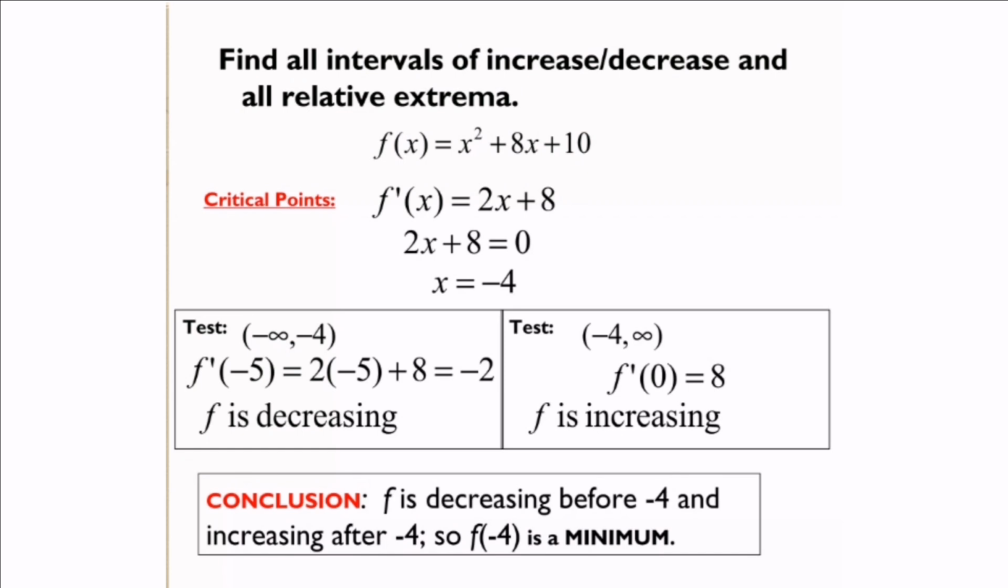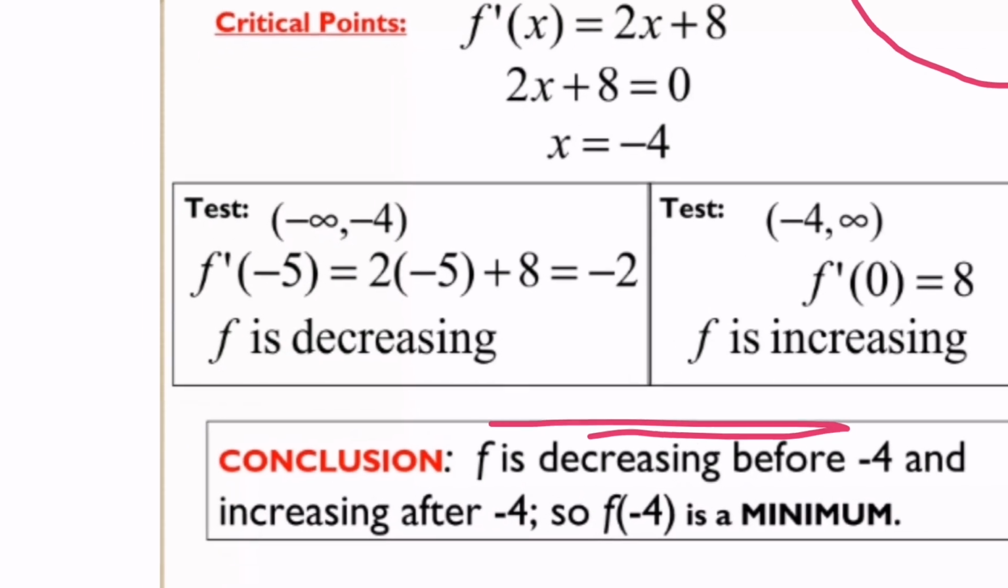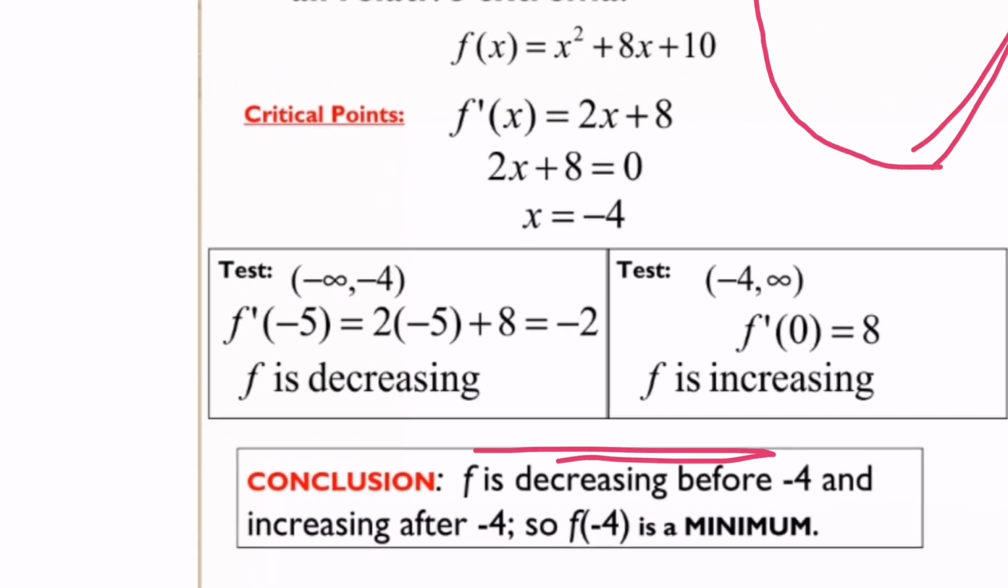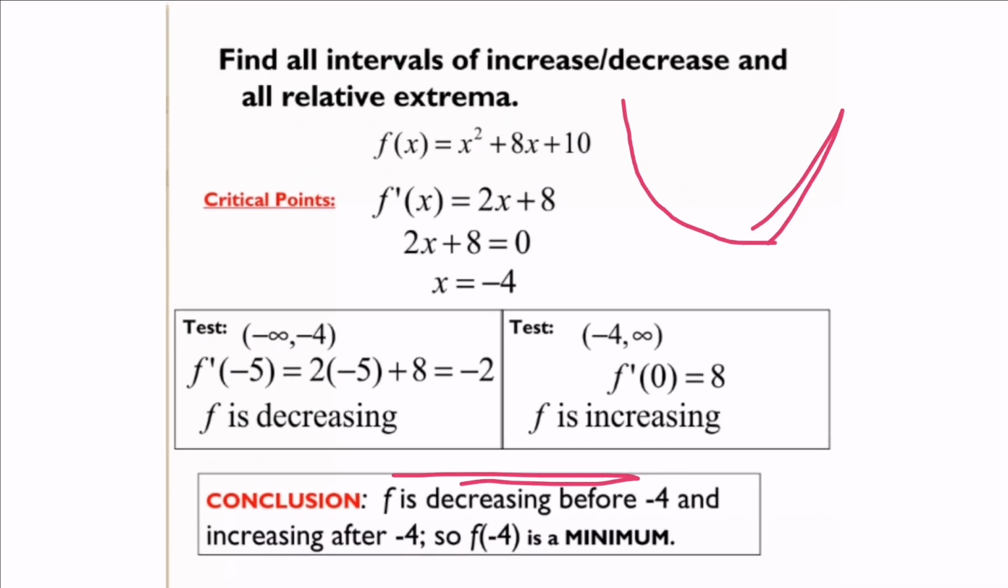Conclusion, f is decreasing before minus 4, and increasing after minus 4. So this means that function has relative minima at a point minus 4.